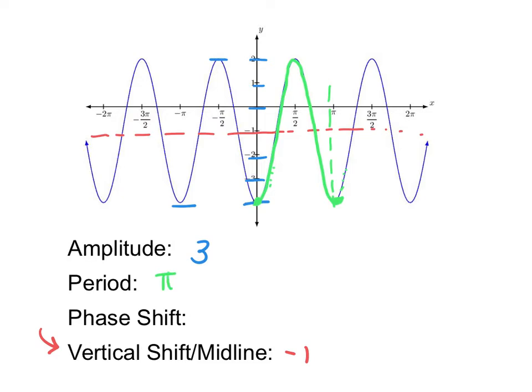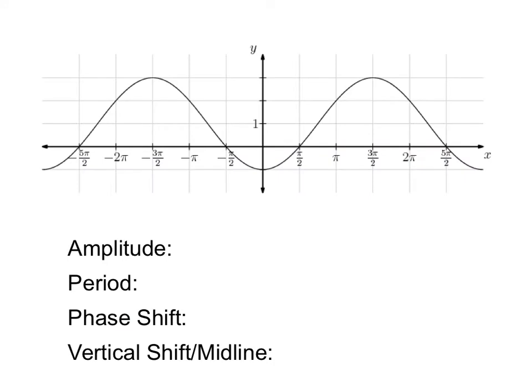So the period is pi. The phase shift, we're not going to worry about that today. We're just going to look at the amplitude, period, and the midline, because we don't know the phase shift unless we know it's sine or cosine. Okay, here's another example. We're going to start again with the midline at the bottom.